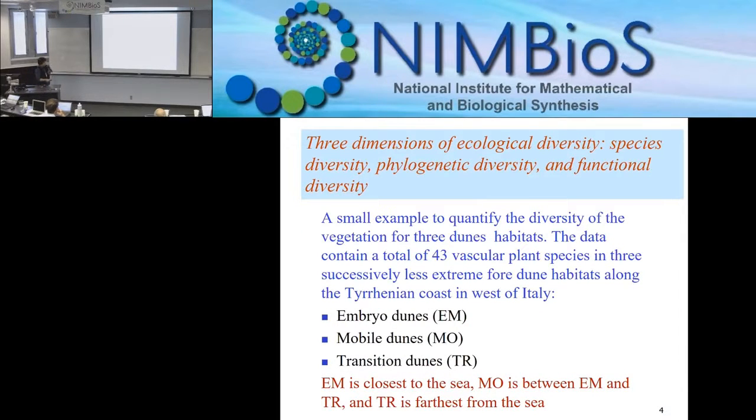I think there are three dimensions in ecological diversity: species diversity, phylogenetic diversity, and also functional diversity. I use a small sample data set to show you what an ecological data set looks like. This data set contains a total of 43 plant species collected in 3 habitats along the coast in Italy. The 3 habitats are embryo, mobile, and transition dunes.